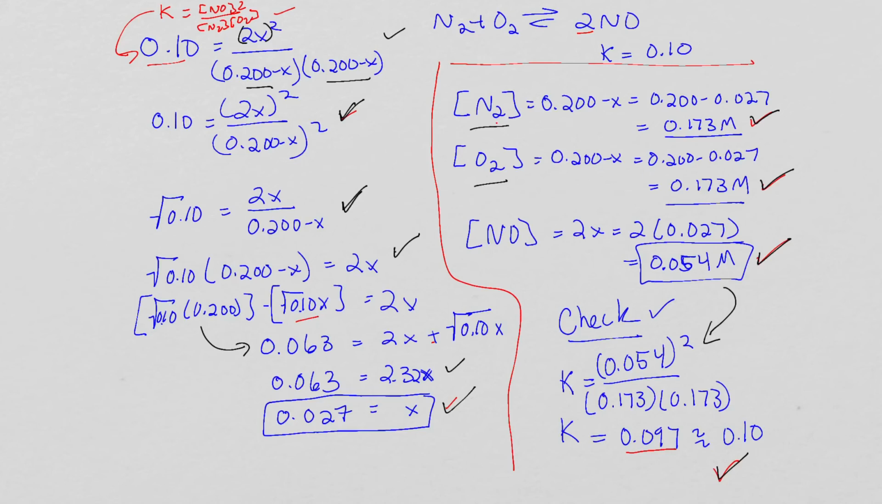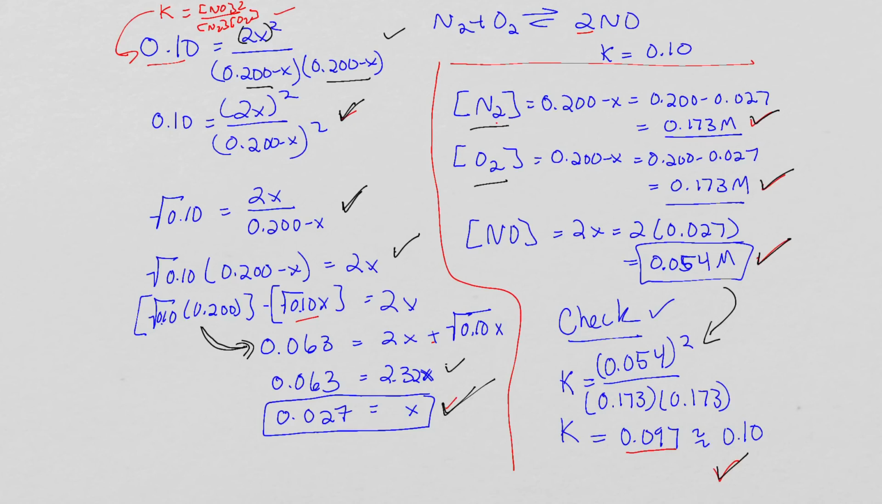Then I'm going to bring my x terms together on the right side of the equation. So I've simplified here to get a number. I've grouped my x terms. So now I have 2x plus square root of 0.1 x. I'm going to combine those x terms and simplify them into a numeric value here. So we end up with 2.32x on the right side, 0.063 on the left side. We solve for x. We get x equals 0.027.